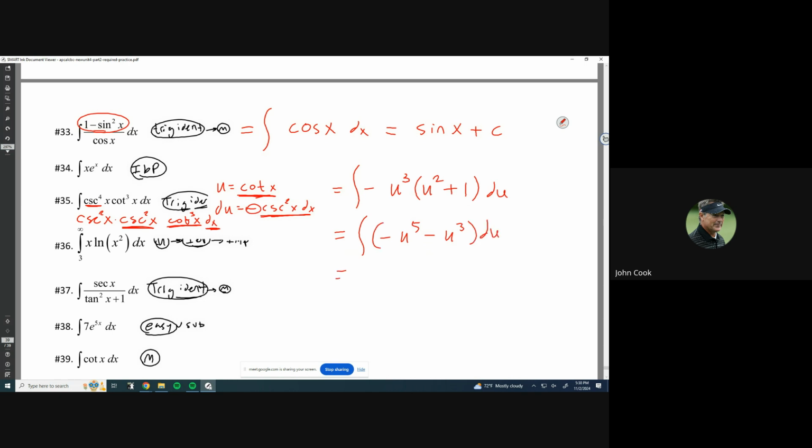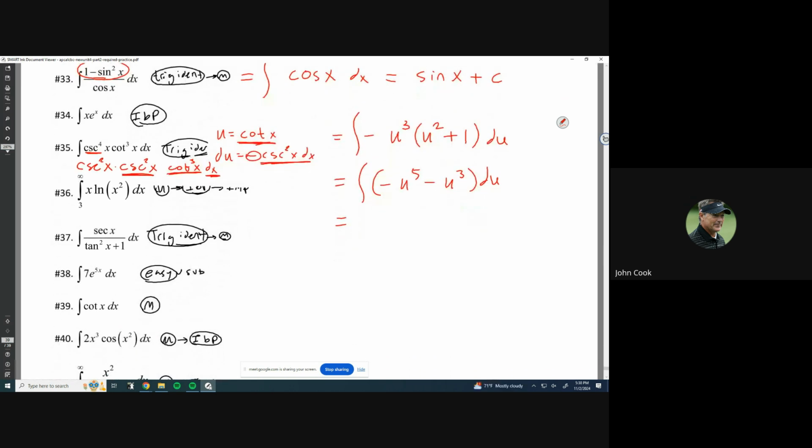And now I would just use power rule. So I'd get a negative 1/6 u to the sixth minus 1/4 u to the fourth plus my constant. And then I'd backward substitute. So I'd plug back in the cotangents. And I would get a negative 1/6 cotangent to the sixth of x minus 1/4 cotangent to the fourth of x plus my constant. And that'd be it for this one.